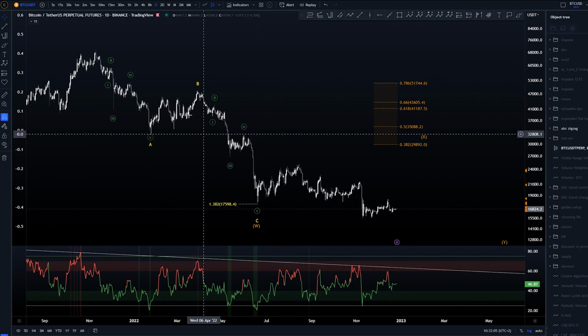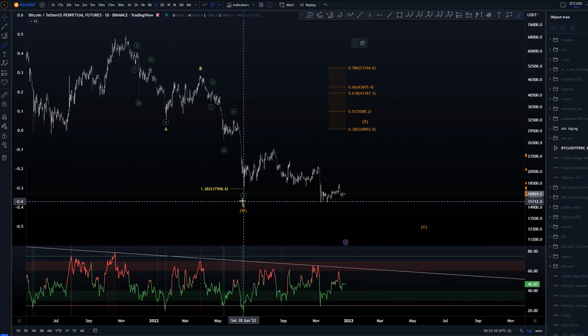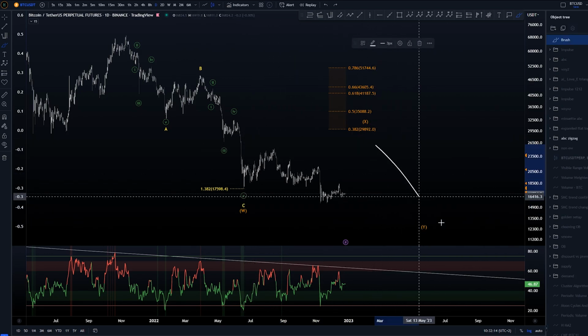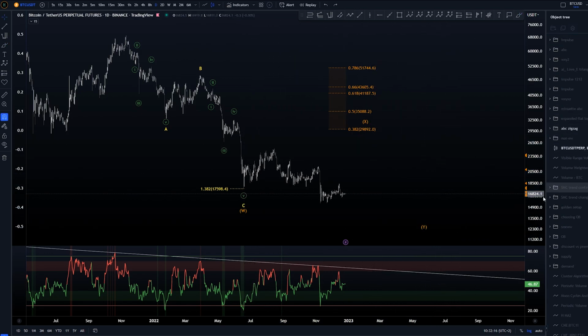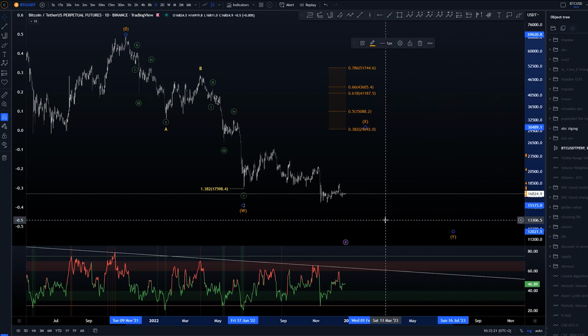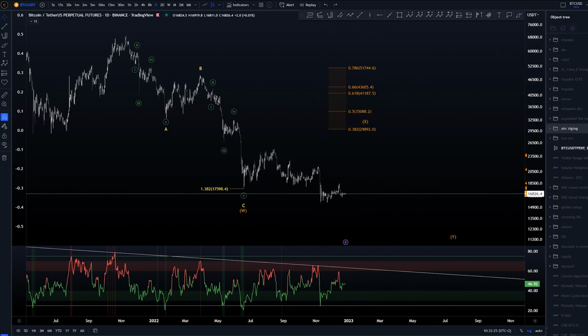Now, if we had this as a 3-wave structure ending at these lows of June that we had, we would be looking for this as a potential wave W, as we would be creating an X wave here and then another wave Y lower. I'm not going to be even thinking about the targets for wave Y as of yet, because again, I don't think wave X is done here at all.